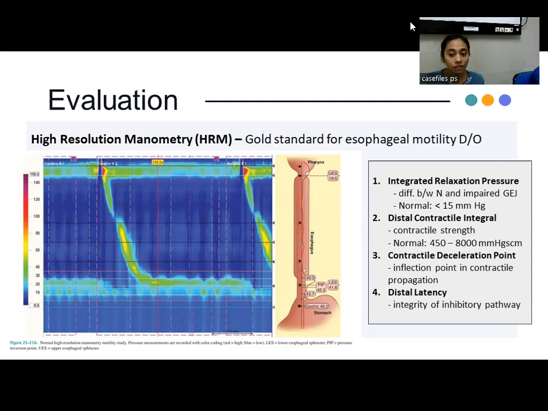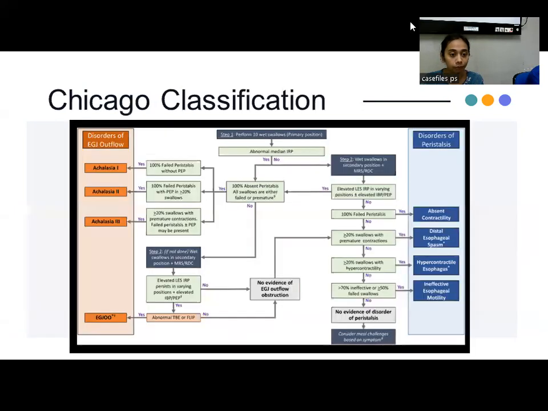The normal value of which is less than 15 mm. The other index is distal contractile integral, DCI, which helps determine the contractile strength of the peristalsis. The normal values range from 450 to 8000 mmHg second centimeter. Contractile deceleration point is another index, which is about the inflection point in the contractile propagation, and distal latency, which helps to know about the integrity of the inhibitory pathway.